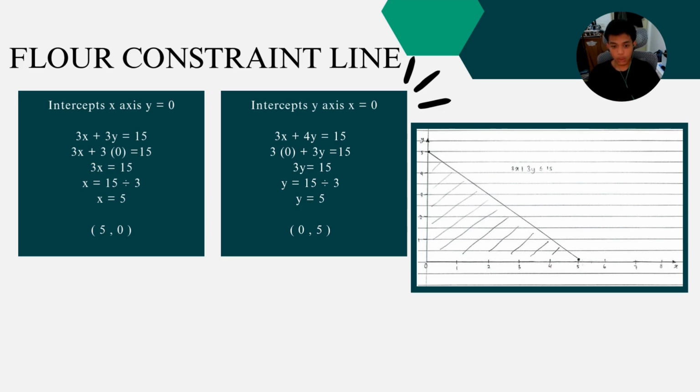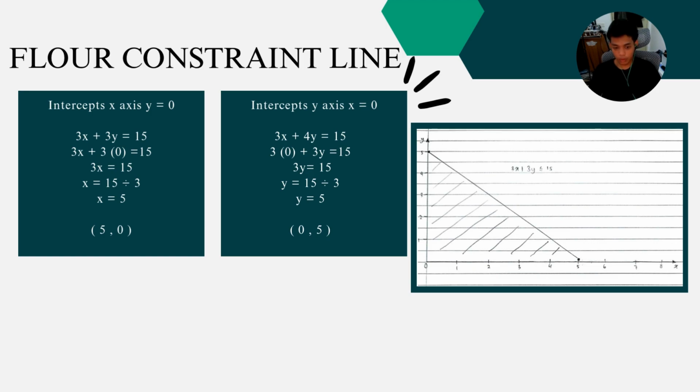On the left box, we are solving for the x-intercept by setting y equal to 0. Substitute y equals 0 in the equation. Okay, so we get 3x plus 3 times 0 equals 15. Next, 3x equals 15 and we get x as 5. So the x-intercept is at (5, 0).